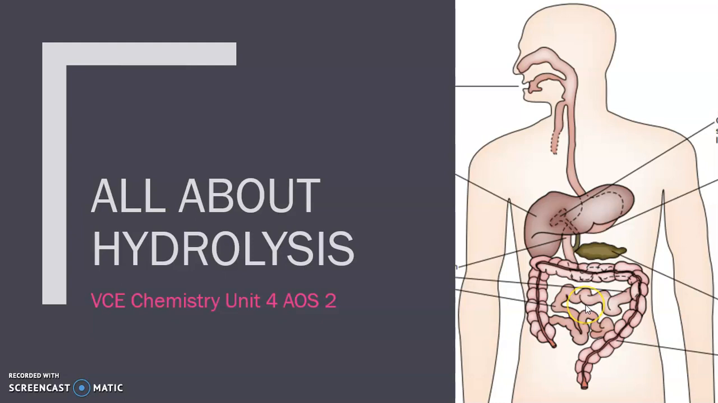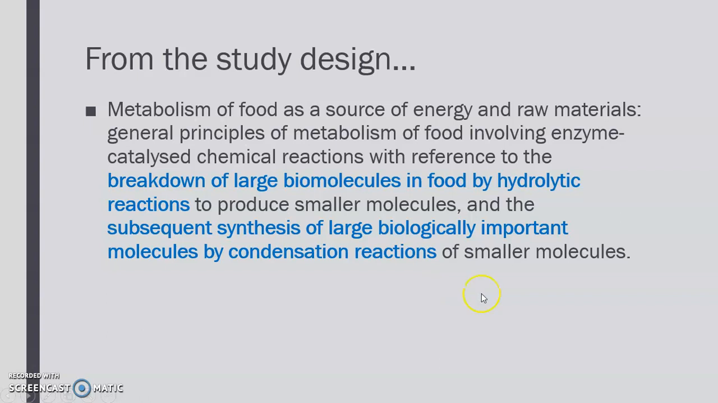VC Chemistry, Unit 4, all about hydrolysis. So we talked about how the three major macronutrients are formed in terms of their molecular structure and functional groups that are responsible for it. Now we are actually trying to look at the backward reaction, which is how do we break it down? How does our body break down those large biomolecules? And interestingly, they are all broken down by hydrolytic reactions, basically hydrolysis.